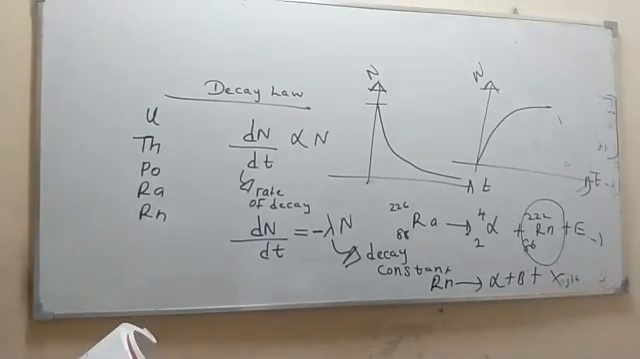So this is the basic equation: dN by dt is equal to minus lambda N. Okay. So next thing we are going to talk about.